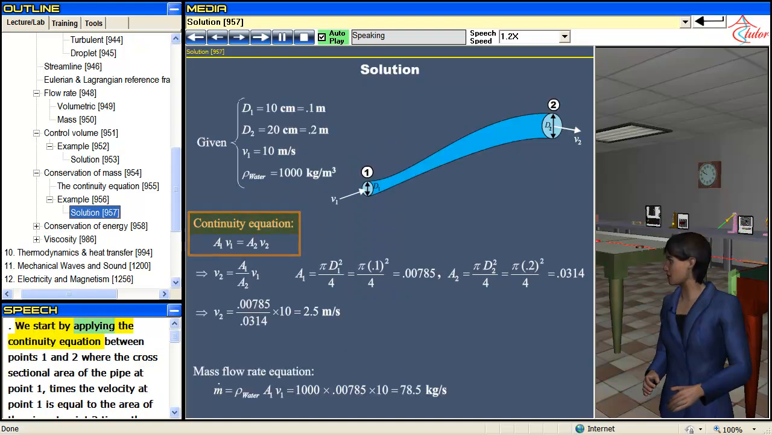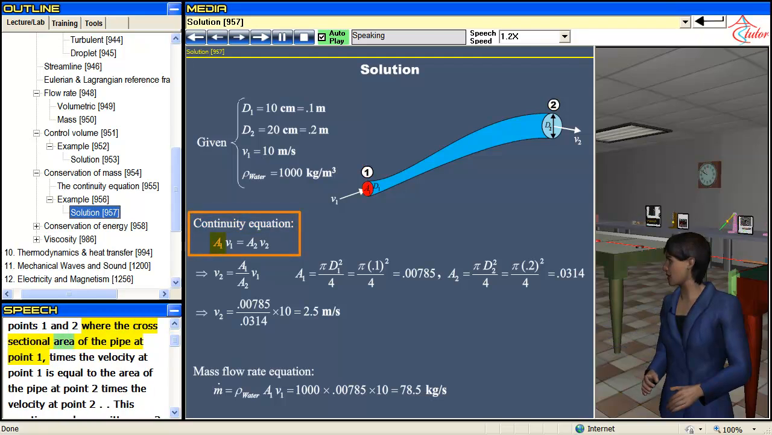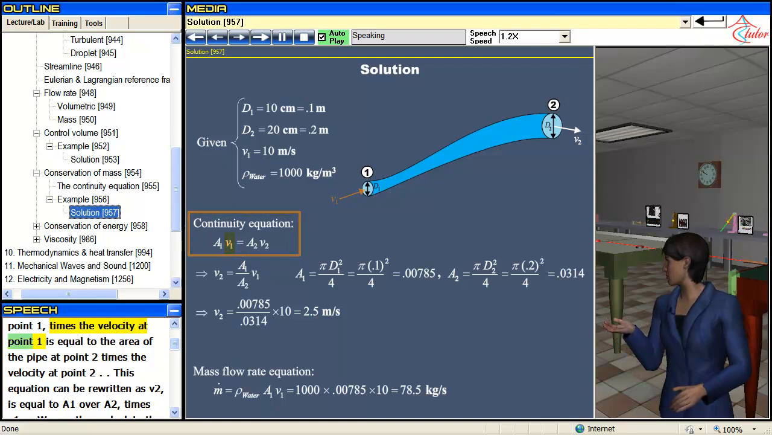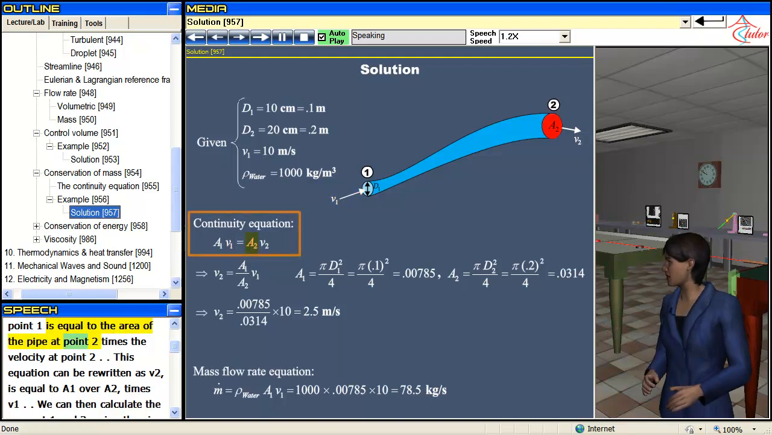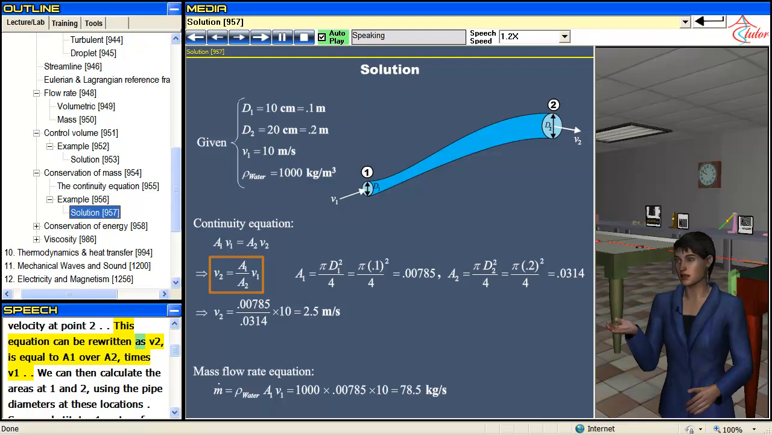We start by applying the continuity equation between points 1 and 2, where the cross-sectional area of the pipe at point 1, times the velocity at point 1, is equal to the area of the pipe at point 2, times the velocity at point 2. This equation can be rewritten as V2 is equal to A1 over A2 times V1.